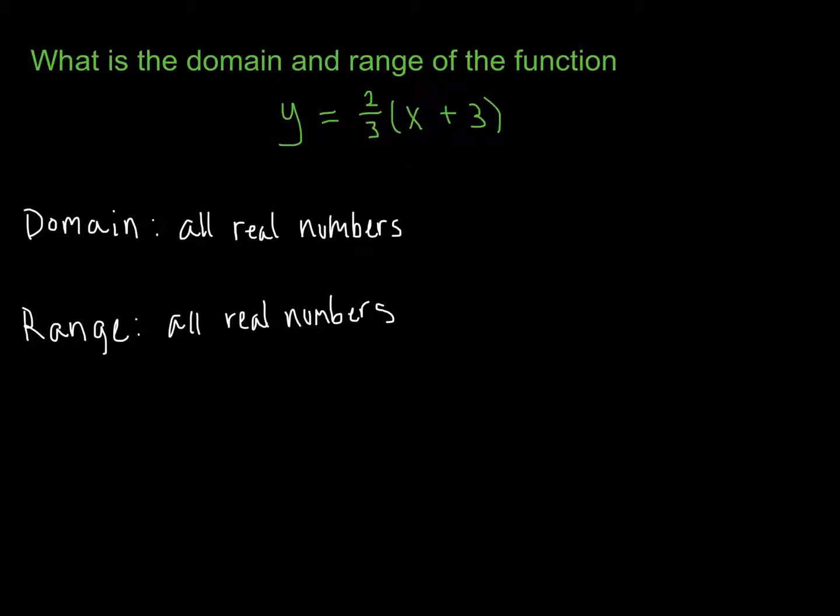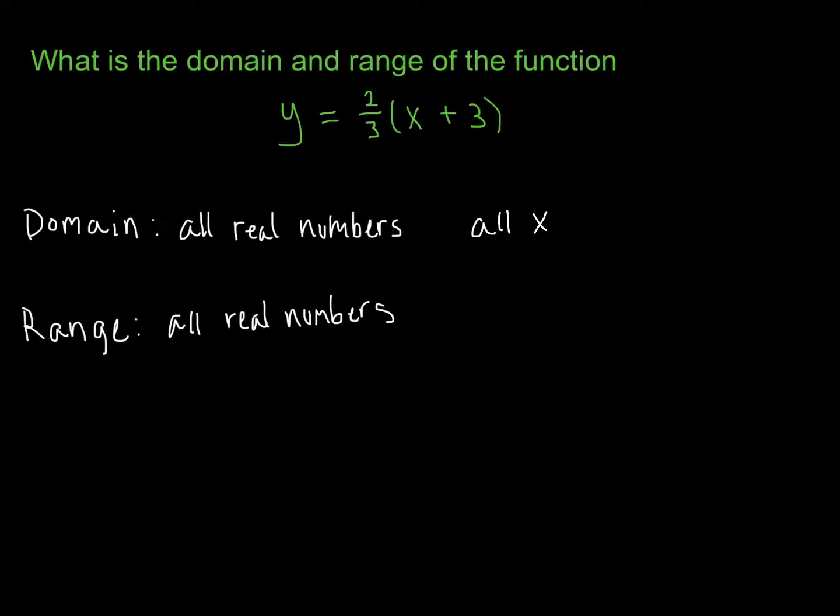This was a pretty easy situation, right? This is a straight line. We can plug in any x value that we want, and we'll be able to get a y value back out. So to figure out what the domain is, you just want to think to yourself, are there any x values which if I plugged in, I would not be able to find a corresponding y value? And the answer is no. Any x value you plug in, you'll be able to add 3 to, multiply by 2/3, and get the corresponding y value.